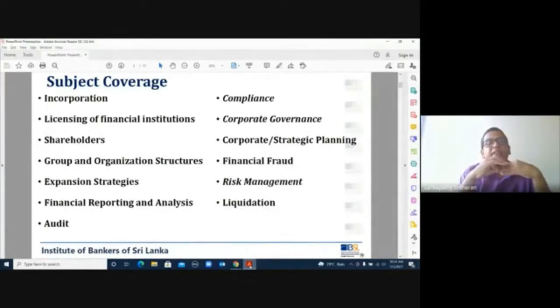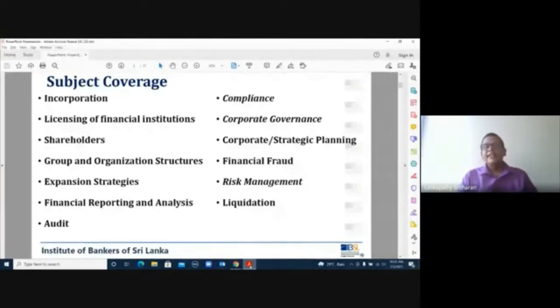After that, we will discuss the shareholders and their rights in a company. Then the group and organization structure. Under this section, we will discuss financial conglomerates and how they are structured. And then the expansion strategies of financial institutions or financial groups, and then financial reporting and analysis, which covers how a financial institution has to make its reporting, and then audit.